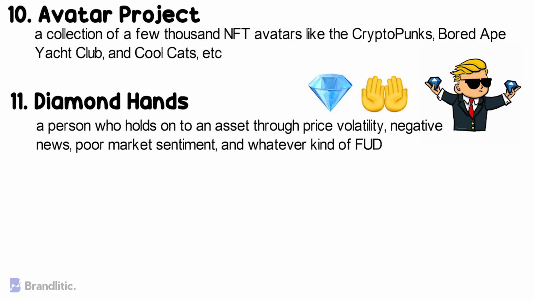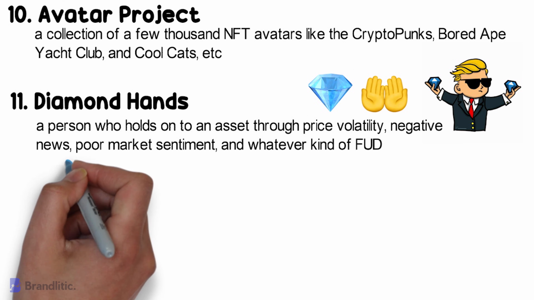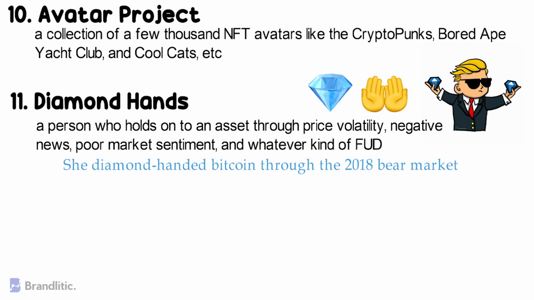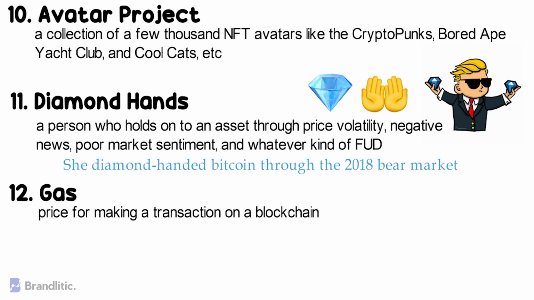Diamond hands can also be used as a verb. For example, she diamond-handed Bitcoin through the 2018 bear market. Next, number 12. Gas. Now the price for making a transaction on a blockchain is called gas.